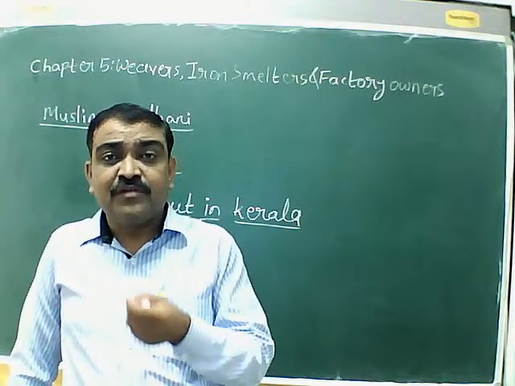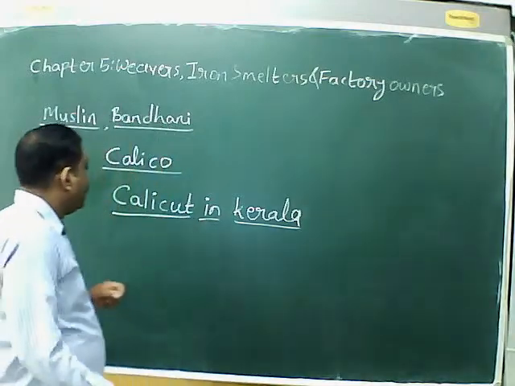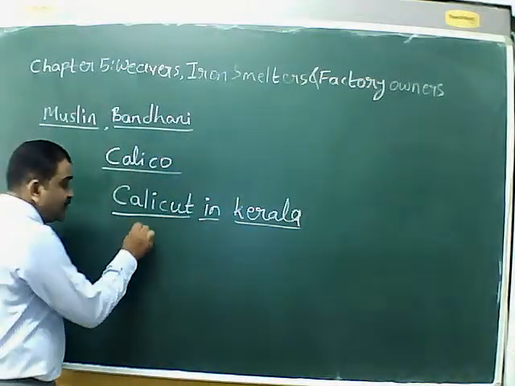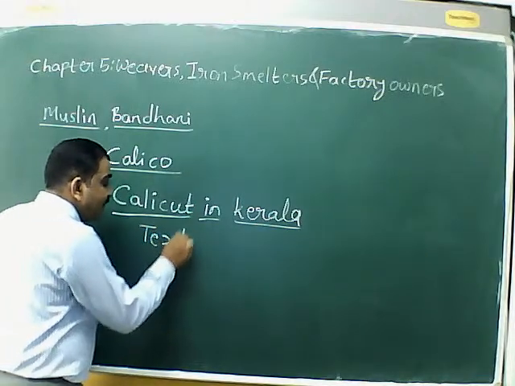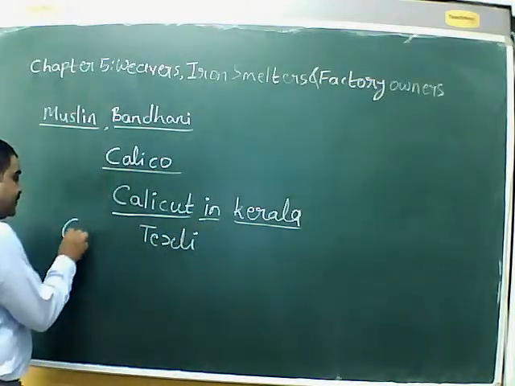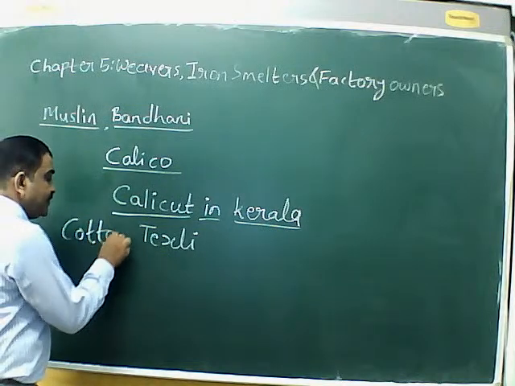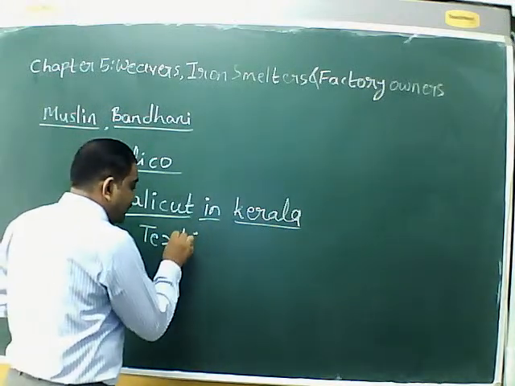spices. Okay, so along with all these things, Vasco da Gama also purchased what? Textile. Which textile? Cotton textile.